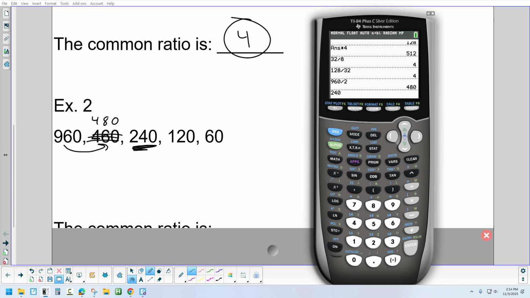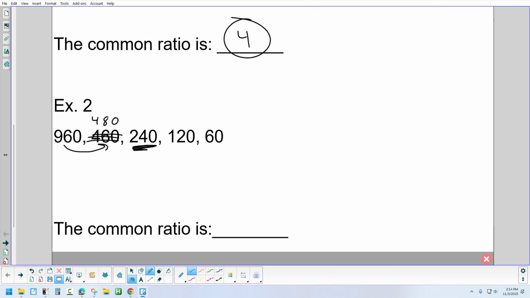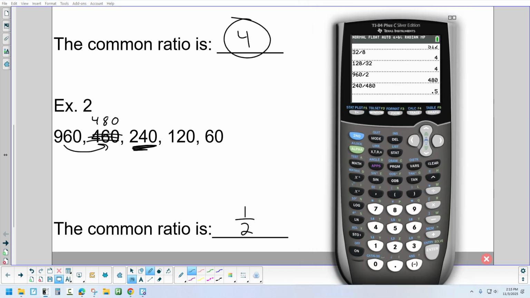Okay, so we can take 240, divide by 480, and I get 0.5. What is that as a fraction? What's 0.5? 1/2, yeah. That's the common ratio. You're multiplying by 1/2 each time. You can't say divide by 2. You've got to say multiply by 1/2.